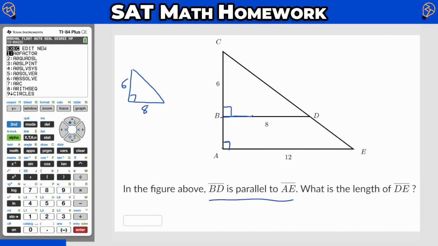More specifically, let's get to the P's by pressing alpha and number 8, and then we'll go down one. And the one that we would choose here is finding the hypotenuse. And we could type in the legs, 6, 8, and it gives us the hypotenuse as 10.